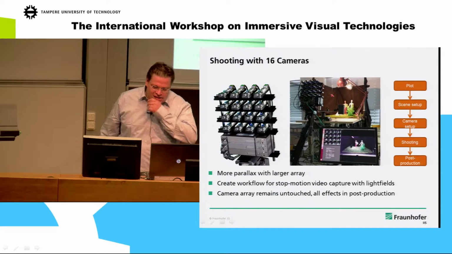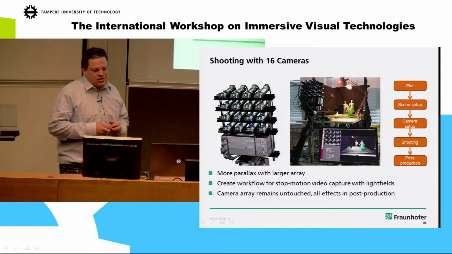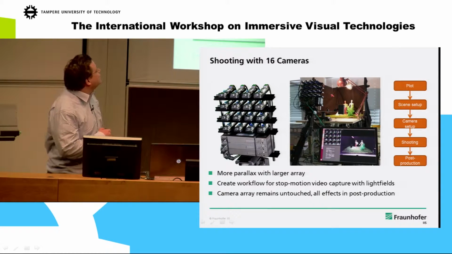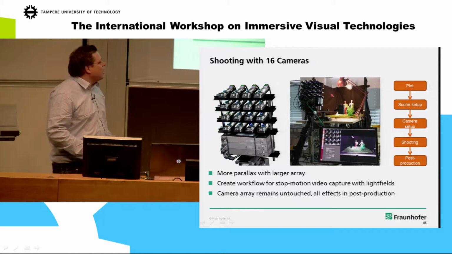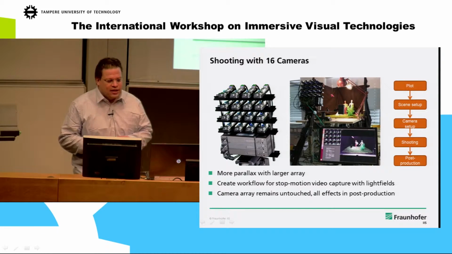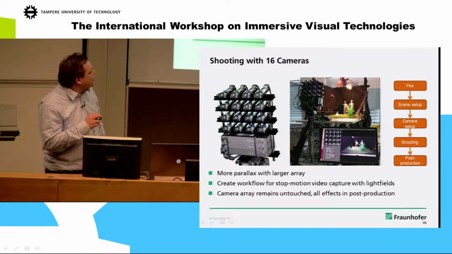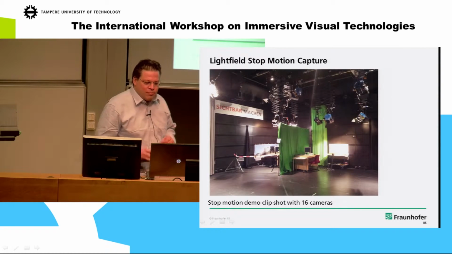So here for a production we did 2 years ago, which we processed last year, we used an array with 16 cameras, to try out our processing chain. At that time we were not able to capture videos. This is why we decided to do a stop-motion production and test all this chain in the first step. So we set up a plot for a small short movie, and had a scene set up, camera set up, did the shooting, and then the post-production. I will show you some pictures about this.